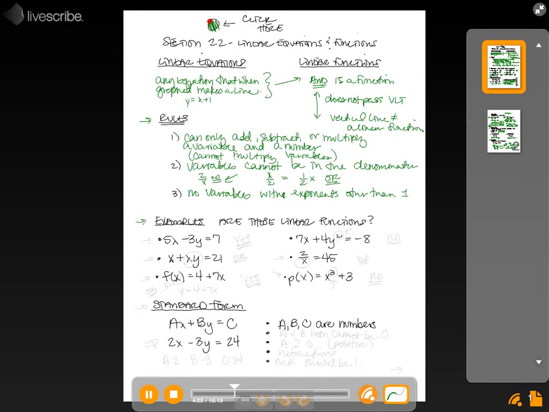Our examples here, I'm going to have you check whether these are linear functions or not. You need to make sure that each of these meets the 3 rules I just gave you at the top. Our first one is 5x minus 3y equals 7. I'm only multiplying numbers and variables. I'm not multiplying variables together, so that meets rule number 1. Rule number 2, variables cannot be in the denominator. I have no fractions, so that's fine. And my exponents on my variables are all 1. They're not written, but it's understood that they're a 1. So yes, this is a linear function. It meets all those requirements.